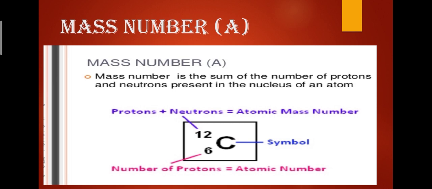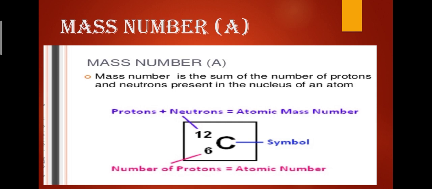So mass number is equal to atomic number plus number of neutrons. And in this way, if mass number is given, you can find out atomic number. If atomic number is given, you can find out mass number. So remember that atomic number is the total number of protons present in the nucleus, and mass number is the sum of the protons and neutrons present in the nucleus.